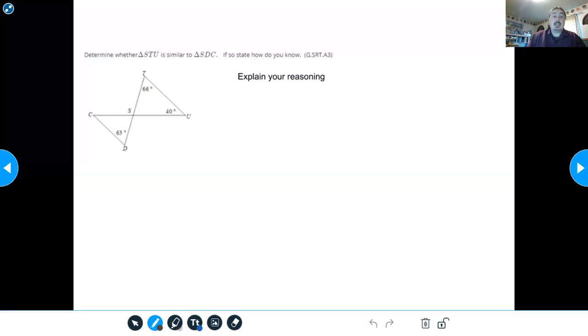Determine whether triangle STU is similar to triangle SDC. Well, by definition, similar triangles are going to have proportional sides and they're going to have at least two congruent angles. There's nothing on here about proportional sides. So we're going to have to skip that. We're going to have to skip side, side, side. We're going to have to skip side, angle, side, because those were two of the postulates we do know. The third one would be angle, angle. Do we have two corresponding congruent angles?